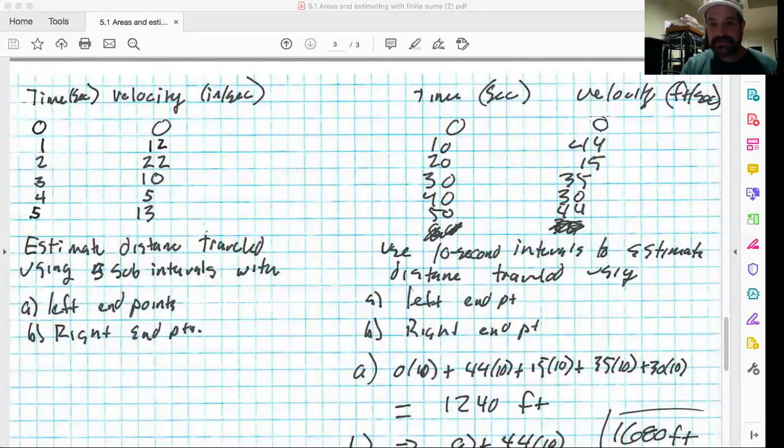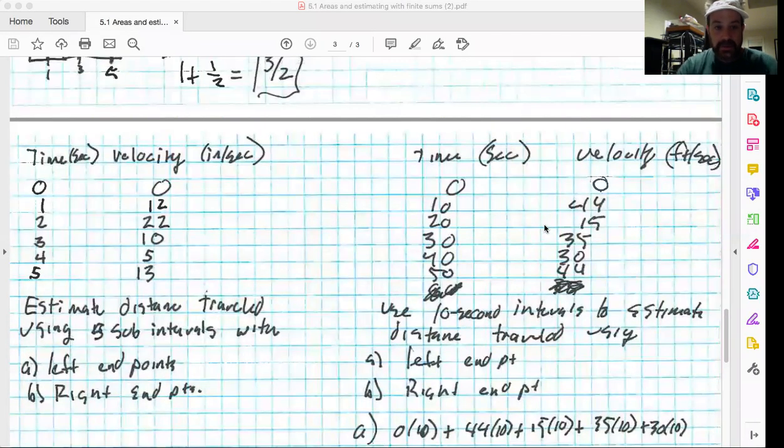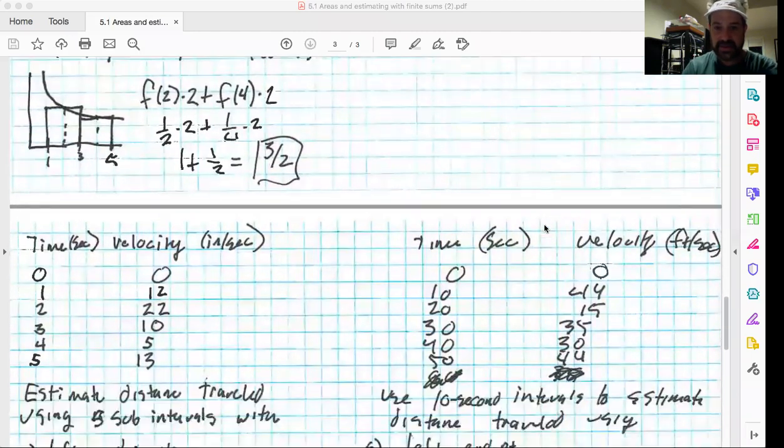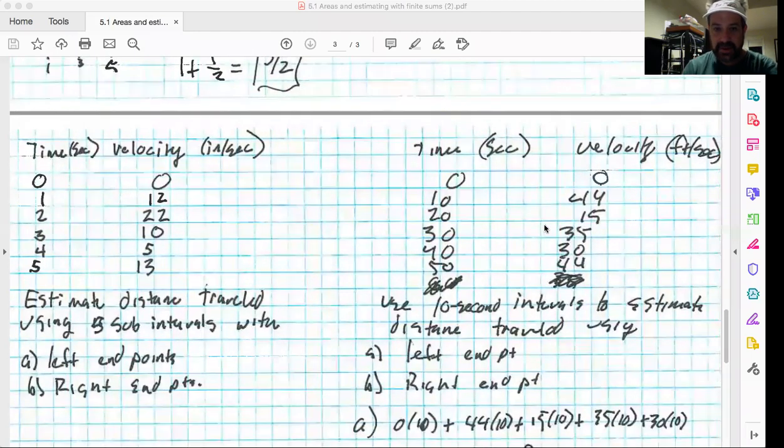Okay, so now what we're going to do is estimate total distance traveled using velocity. A lot of the time, they're going to give us these tables, which is just as good as a graph, because we could plot these out.